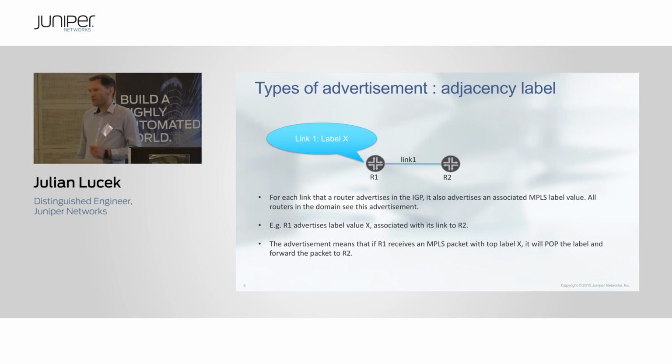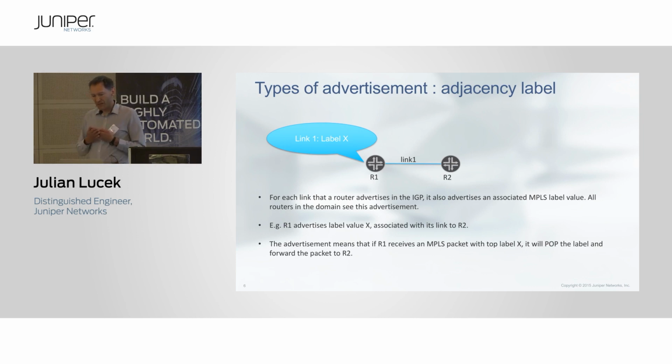And all that means is that if a packet should arrive at router R1, a data plane packet with top MPLS label X, that immediately tells R1 to simply pop the label and forward it on that link towards R2. So it's got strict forwarding semantics. And based on that, we can make a traffic engineering scheme.